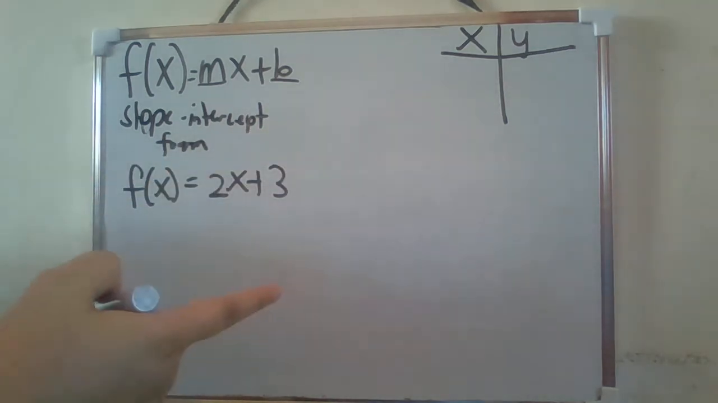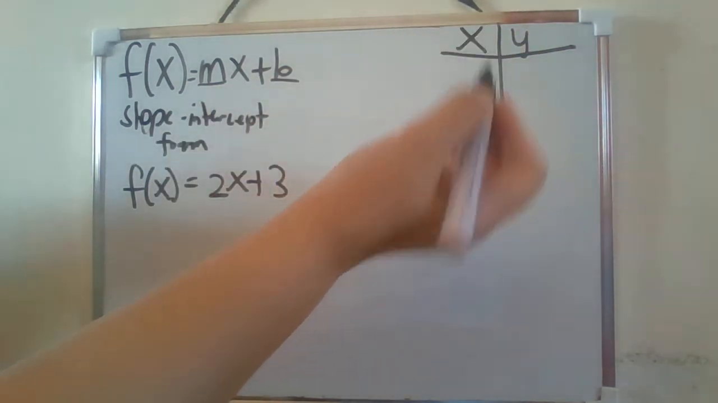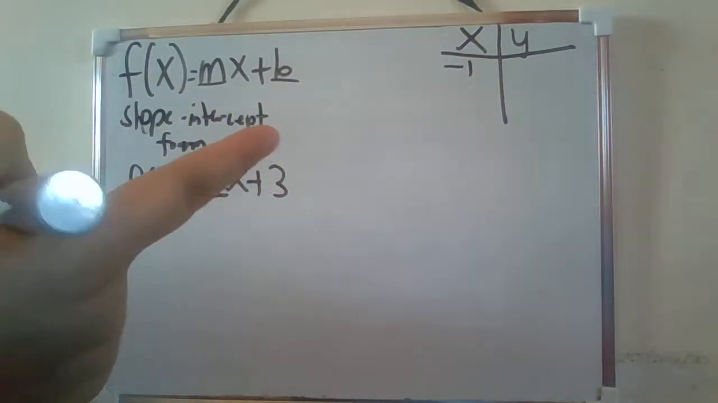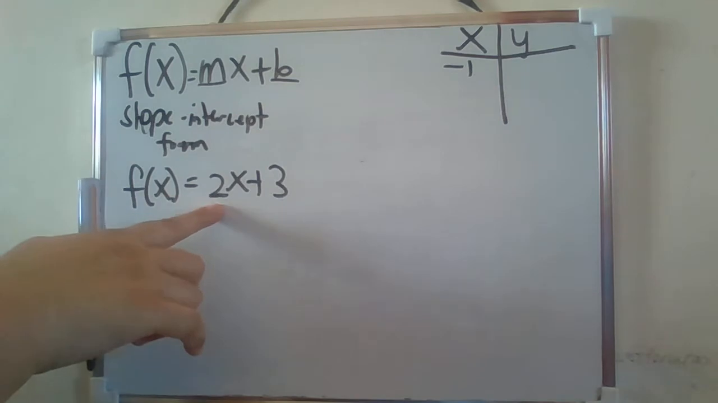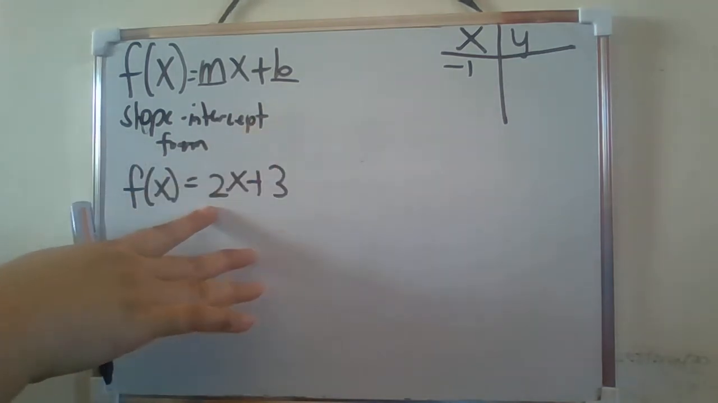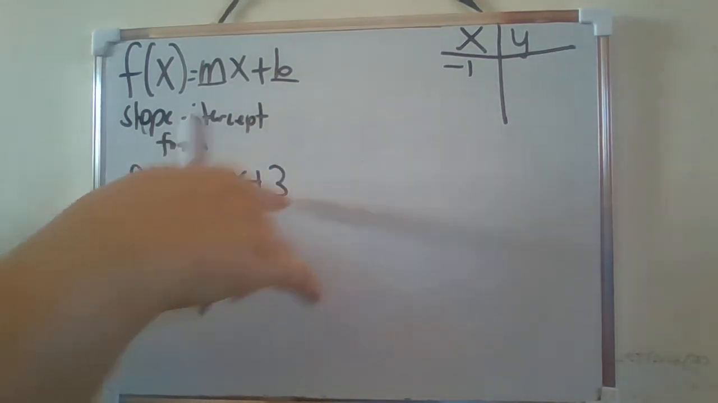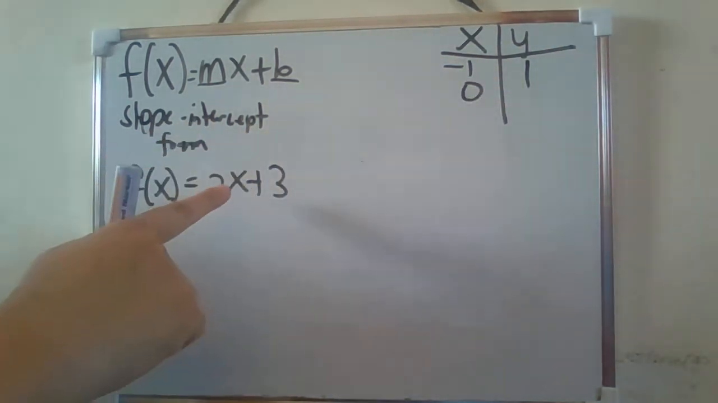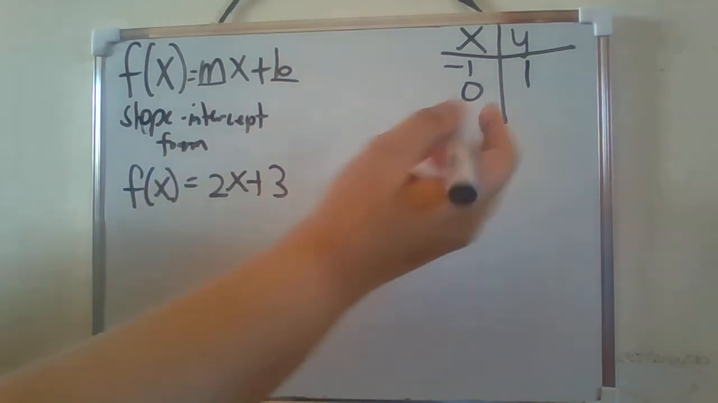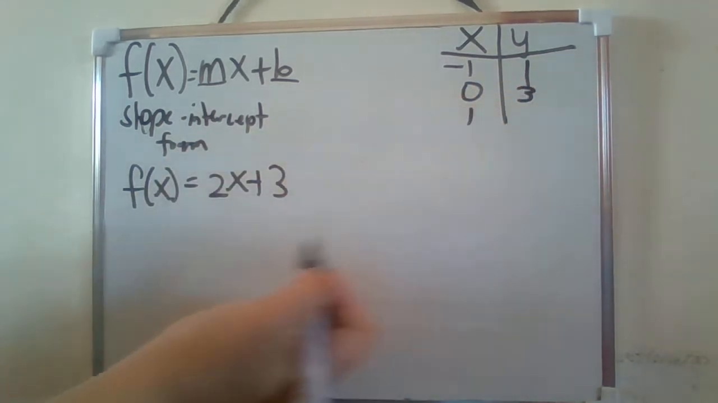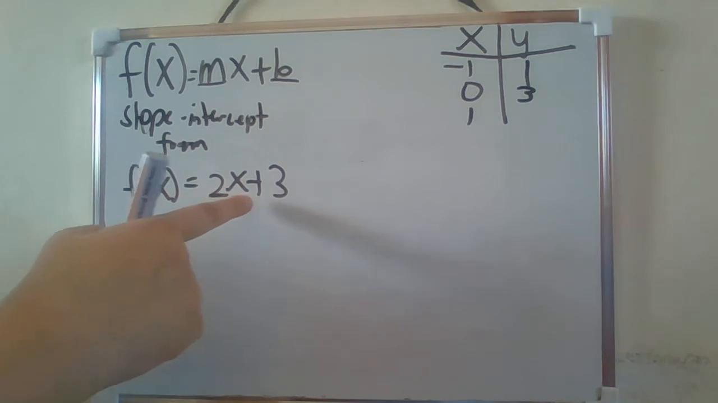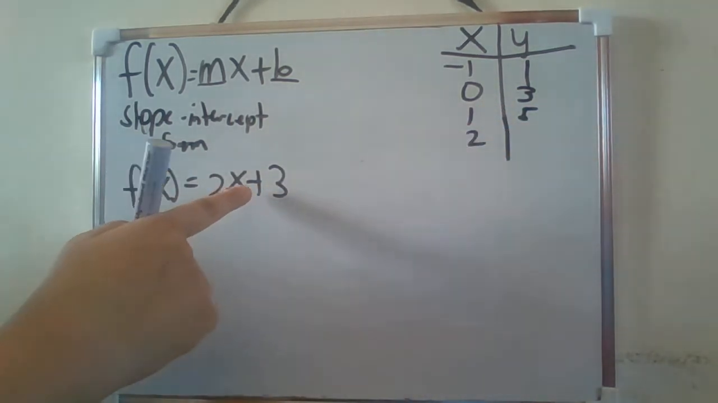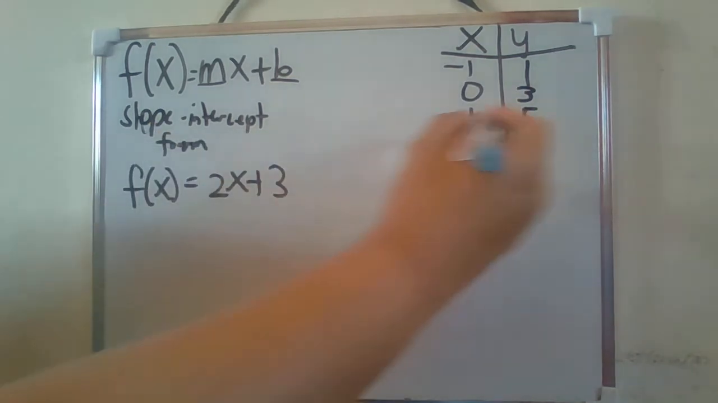So, say for example, ang input natin ay mag-start tayo sa pinakamababa or mas mababa pa sa 0. So, let's try negative 1. Once we have negative 1, we do the substitution and then, negative 2 plus 3, magiging 1. Then, we do the 0. Let's try. So, 0, so 3. Let's have 1. 2 plus 3, it's 5. Let's have 2. 2 times 2, 4 plus 3, 7.